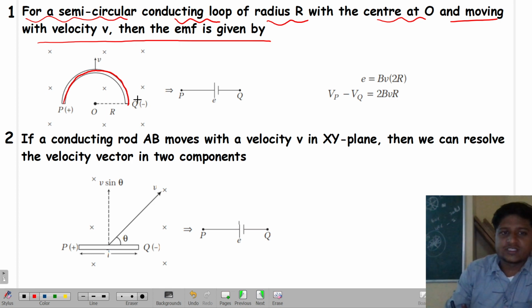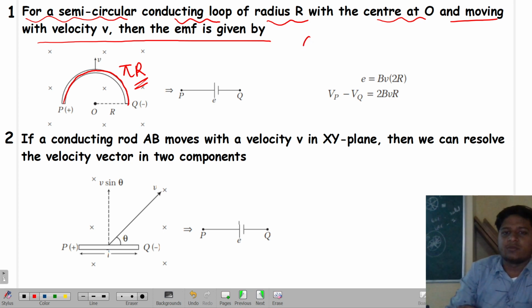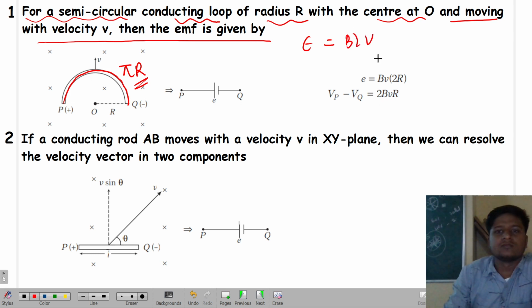In this particular semicircular arc, if you need to consider the conductor length, are you going to consider 2 pi r? So see, look over here. Are you going to consider the length of the conductor pi r? What is the formula of EMF? EMF is equal to BLV. Yes or no? So what is the length of the conductor? Pi r. Is the length of the conductor pi r?